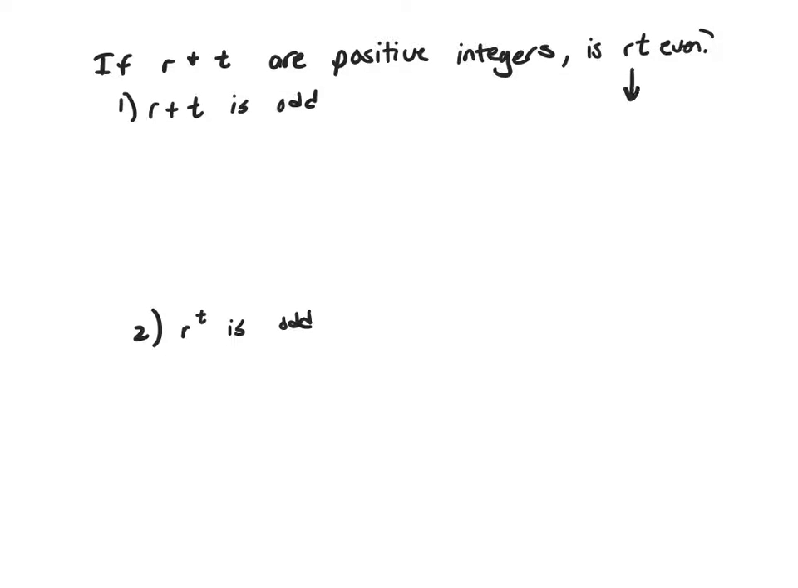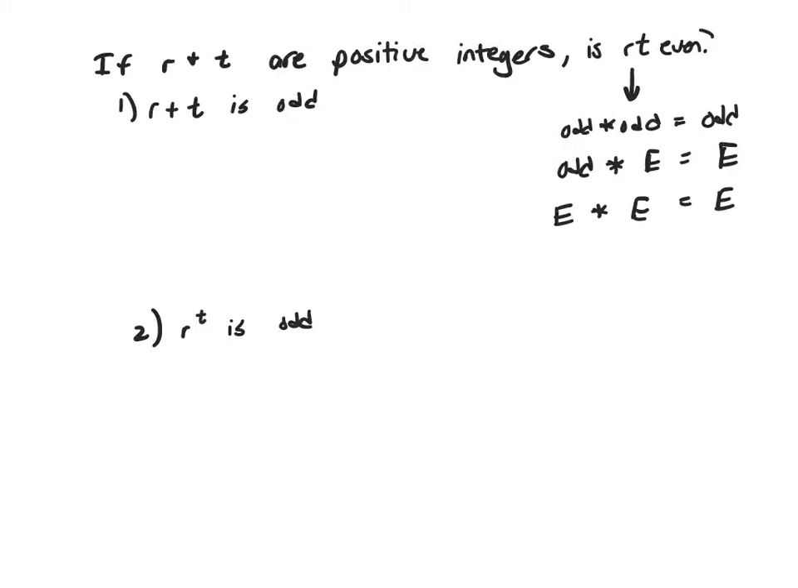Okay, we're trying to figure out if RT is even. Well, that's R times T. If you do an odd times an odd, that's always going to give you an odd. And if you do an odd times an even, that's always even. And if you do an even times even, it's always even. I got tired of writing odd and even.